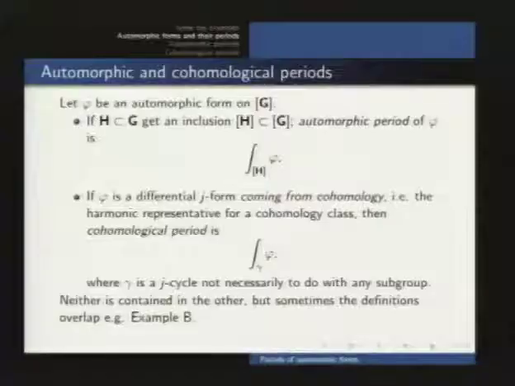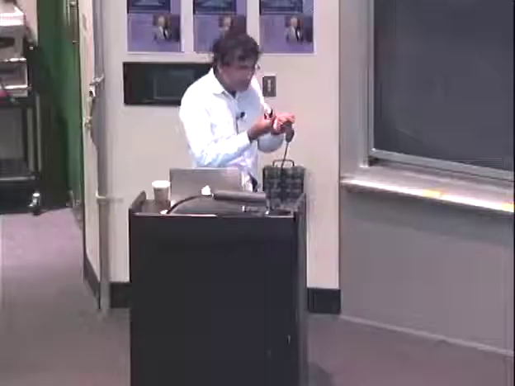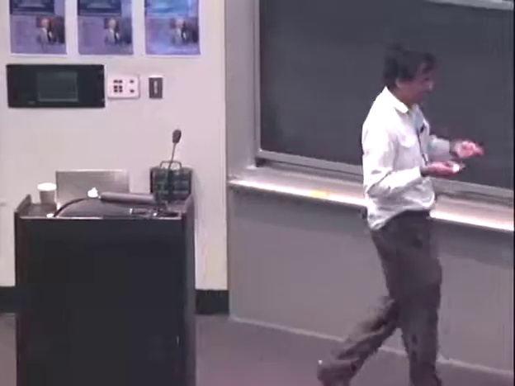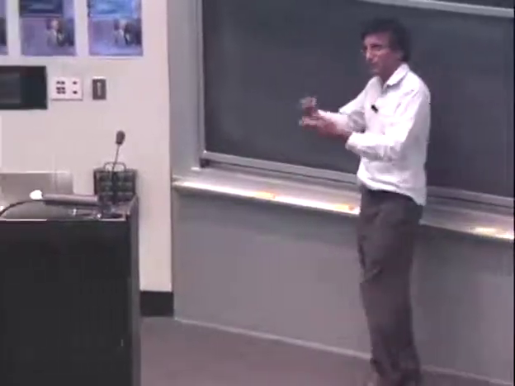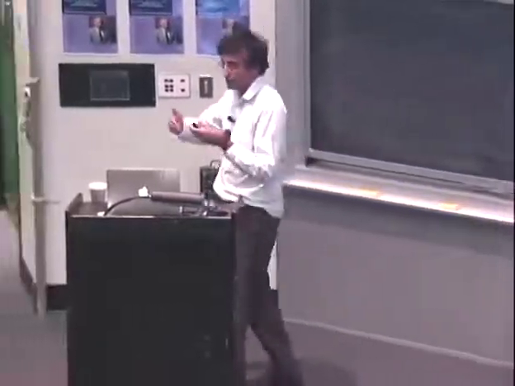Okay, these two definitions, neither is contained in the other. In the first definition, the automorphic form is arbitrary, but you integrate over a very special type of object. In the second definition, the form is very restricted, but the cycle is more or less arbitrary. But sometimes they can overlap. In example B, I'm not going to explain this, but it is a case where they overlap. That is, you can see an integral in both ways at once.